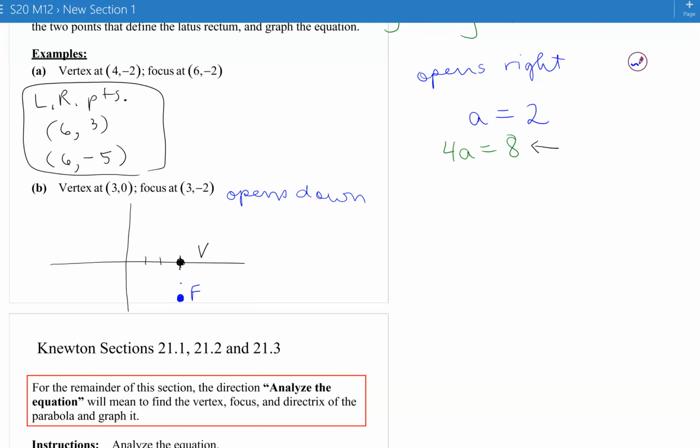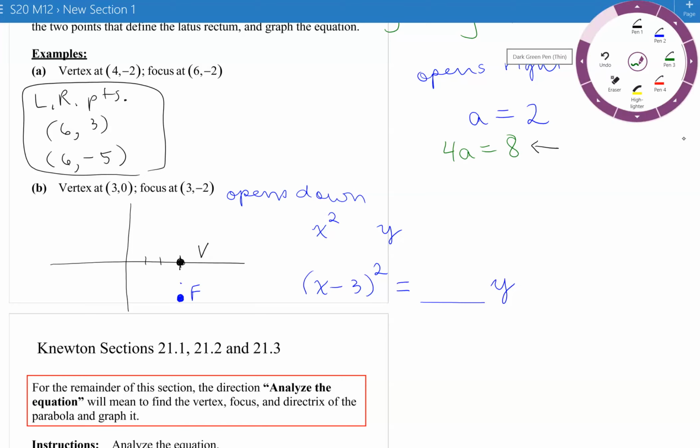So this opens up and down, so it has a y and an x squared. So I'm going to have an x squared and a y. My x needs to have a minus 3 now to shift the vertex to the right 3, equals, then we're going to have a multiplier here, and then we're going to have y minus 0. So I don't need to put minus 0.